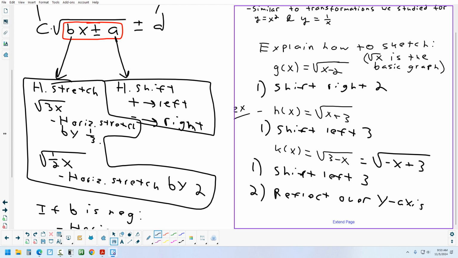And we can practice a few more transformations tomorrow too. Just make sure you have that table. Okay, so that's a good point to start.